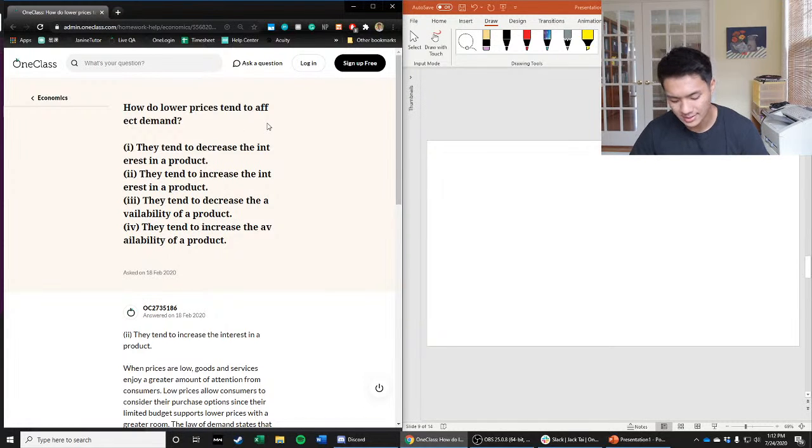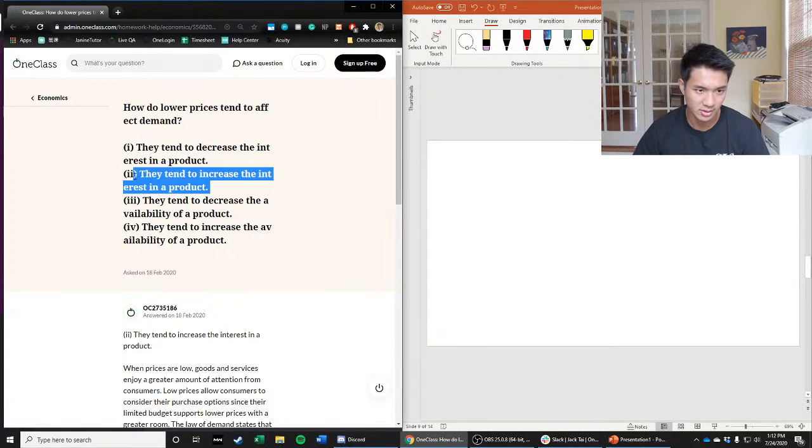The law of demand tells us that when price goes down, quantity demanded goes up. I'm not sure if interest is the best way to describe this, but it's definitely not availability. That's on the producer side. So I guess interest has to be one of the right answers. So if prices go down, then we would expect increased interest, or quantity demanded, for a product. So two is the right answer here.